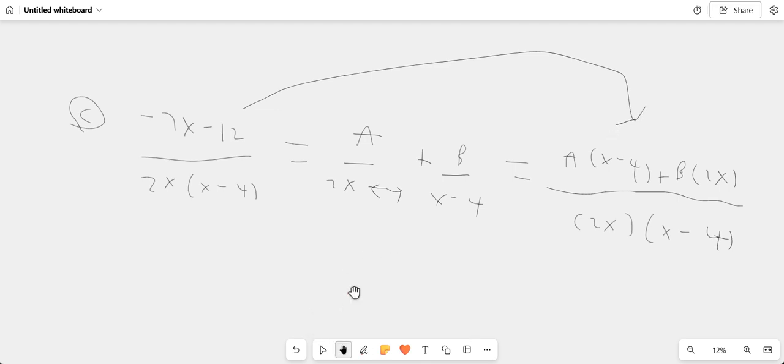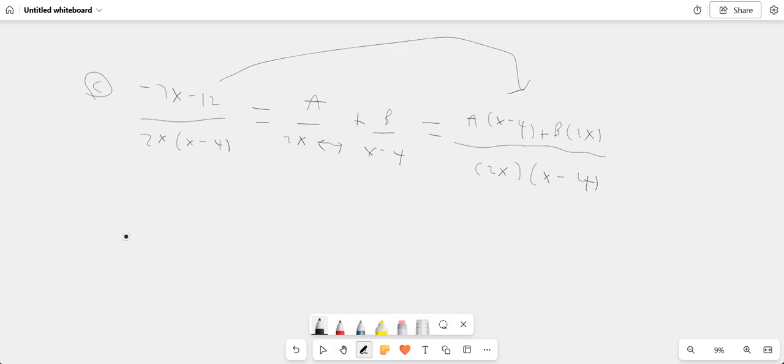So that's minus 7x minus 12 is equal to a open bracket x minus 4, plus b open bracket 2x.